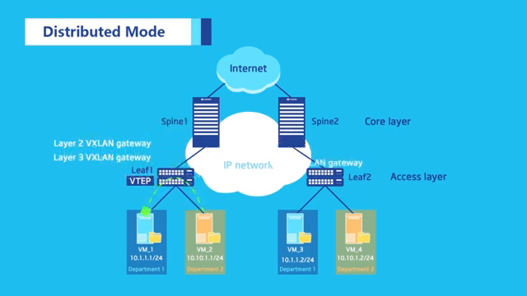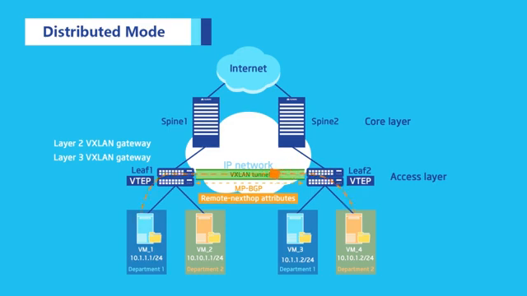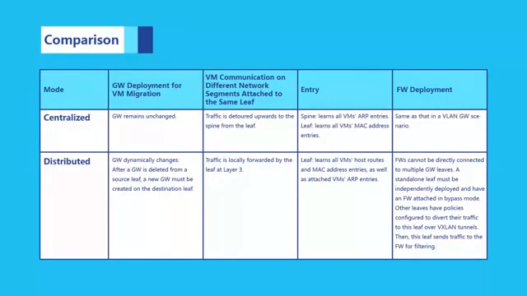Deploy a Layer 3 gateway on both leaves. The two Layer 3 VXLAN gateways dynamically establish a VXLAN tunnel through MP BGP and advertise their host routes to other BGP peers through BGP Remote Next Hop attributes. The VMs in different departments attached to different leaves can then communicate with each other. Centralized and distributed Layer 3 VXLAN gateways differ in the following aspects. You can select one based on your networking requirements.